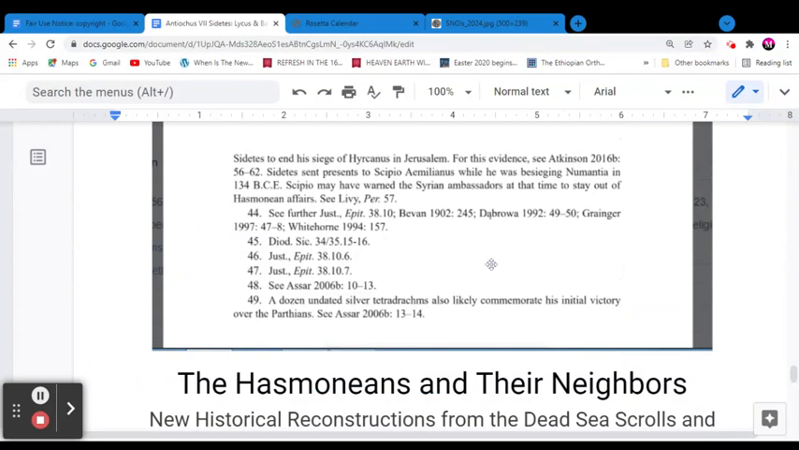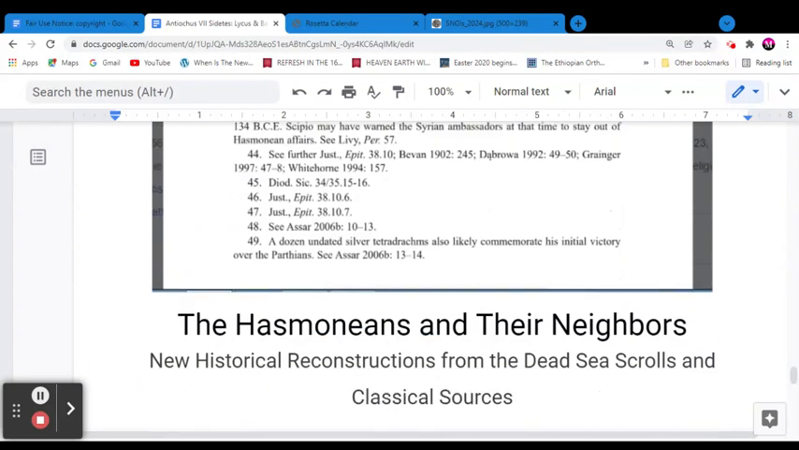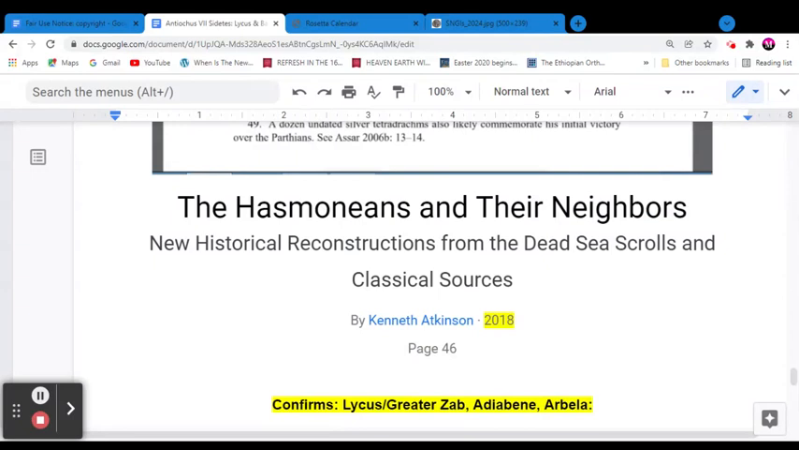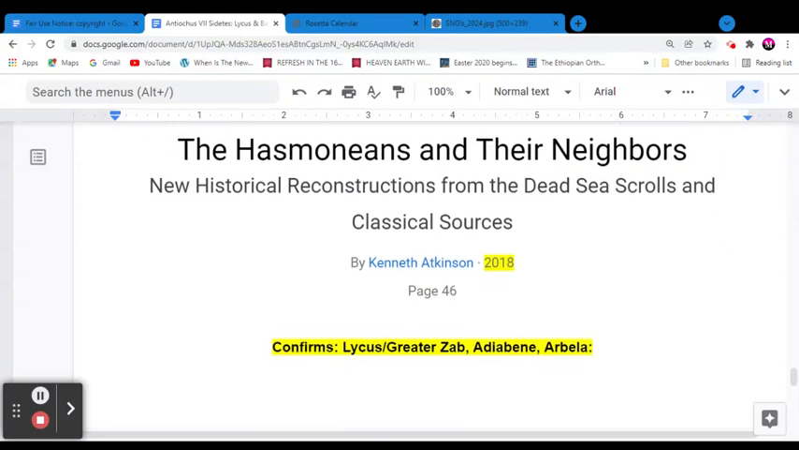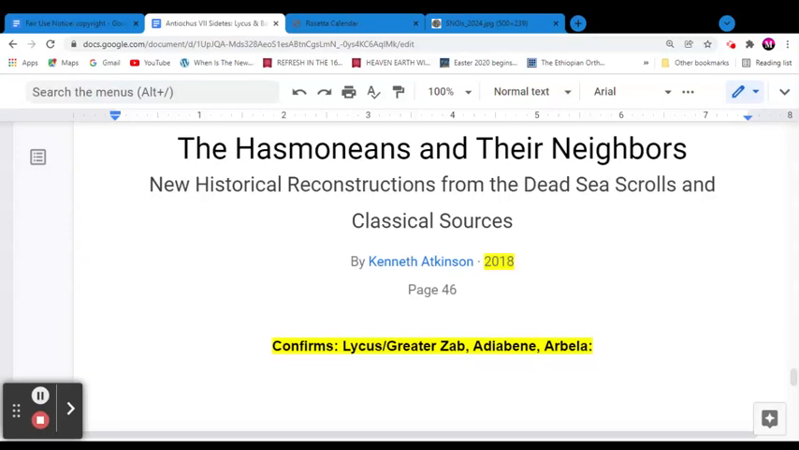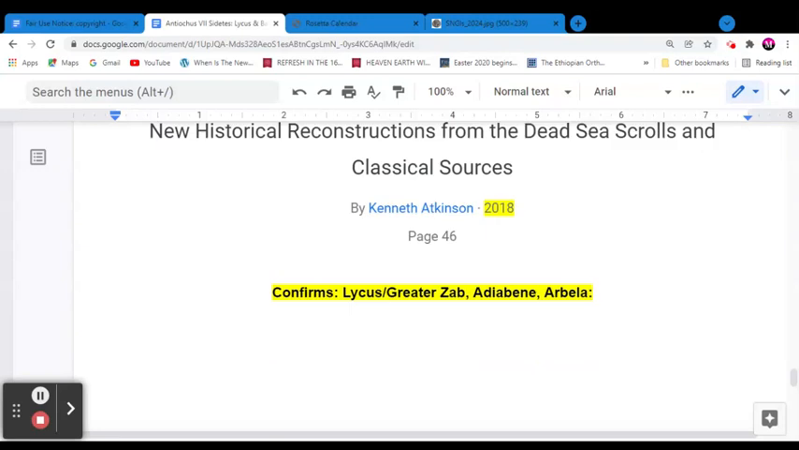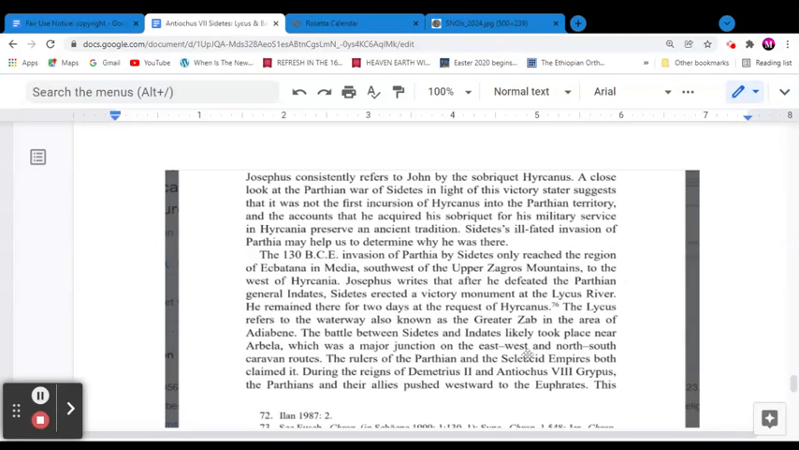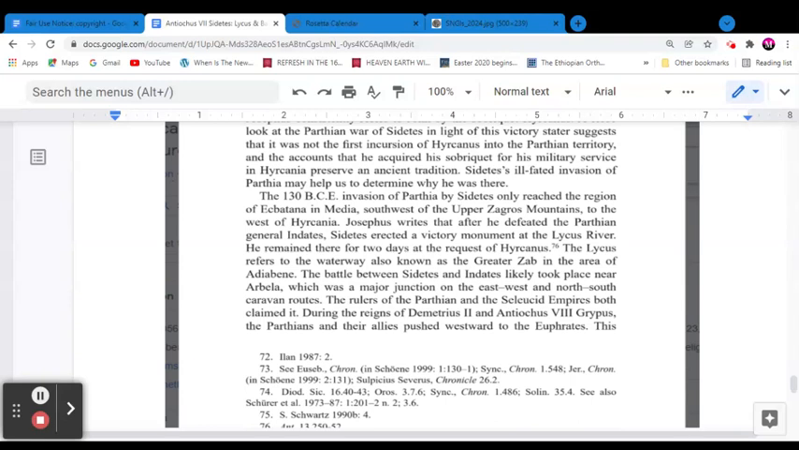And here you see their resources here. So that's the same book, okay? But in the year of 2018 by Kenneth Ackerson, again, it confirms the Lycus River, the Great Zab River, Arbela, and Ad Dabin. I'm just trying to see if I need to read this again, but that's something you can read silently. It's on the Google document, but it is confirming these areas again. Okay.